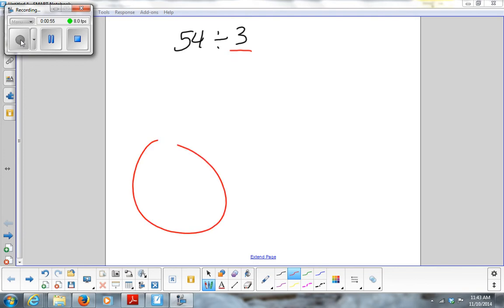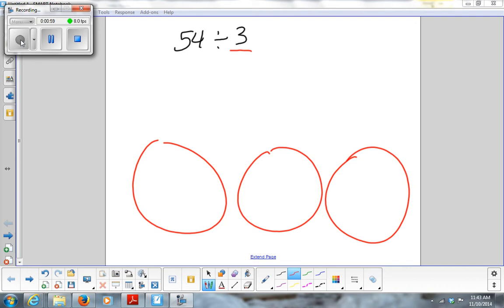Okay, so those are our groups, right? Our divisor is going to be the number of circles. So this is okay, and what is this? What do we do with this? Maricela. Okay, and if I needed to draw that, how would I do that? Lucas.